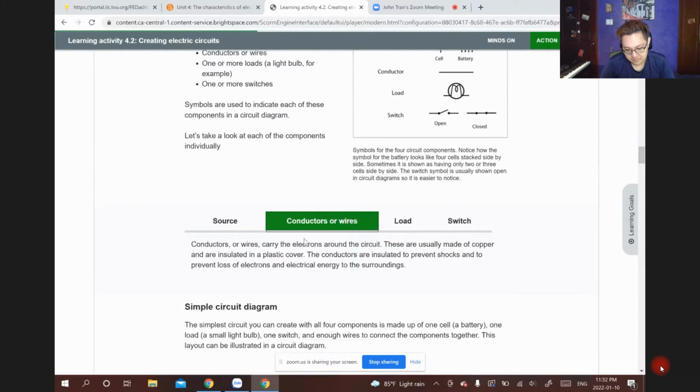Conductors or wires. Conductors or wires carry the electrons around the circuit. These are usually made of copper and are insulated in a plastic cover. The conductors are insulated to prevent shock and to prevent loss of electrons and electrical energy to the surroundings.